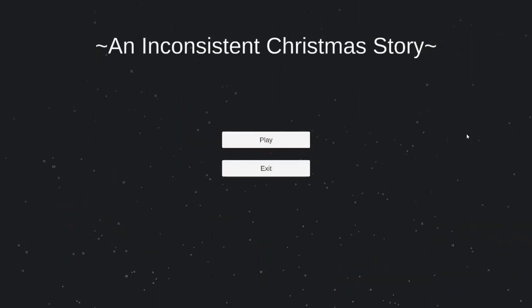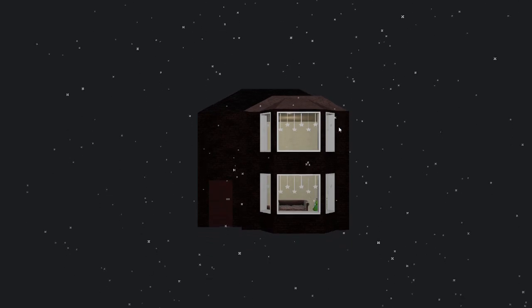And our first game is An Inconsistent Christmas Story. Well, let's hope the story is not too inconsistent, but it's a lovely title screen. We've got some nice snow falling in the background. Let's hit play and jump right into it. I do love a snowy scene. That's a nice transition, that is.